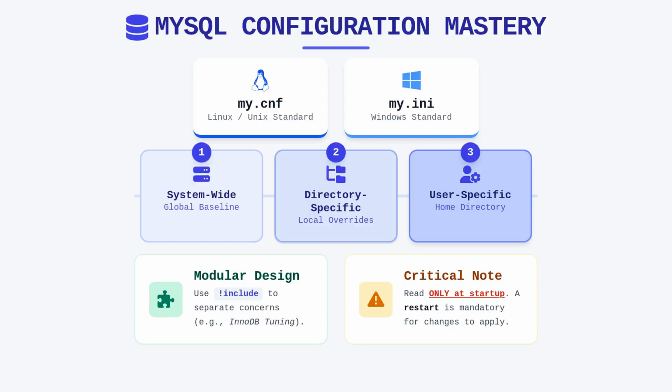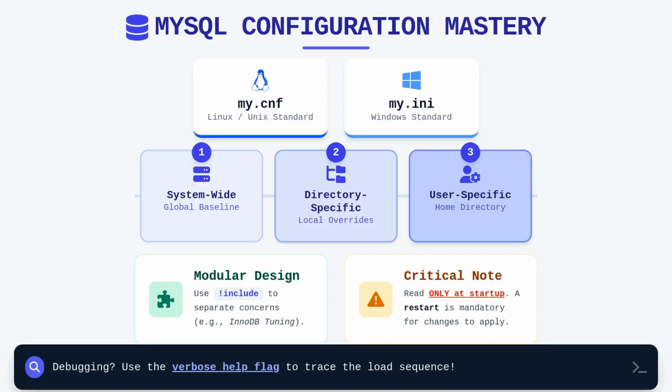If you ever find yourself struggling with a setting that simply refuses to take effect, trace the file loading order using the verbose help flag, which reveals exactly which files the server processed during its startup sequence. Always remember that the server only reads these files at startup, meaning changes to the file system require a restart unless you leverage more advanced dynamic configuration tools.